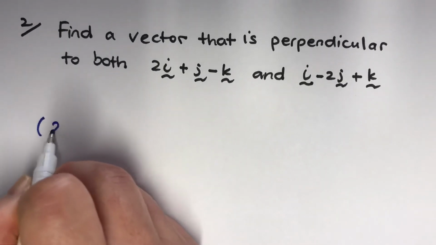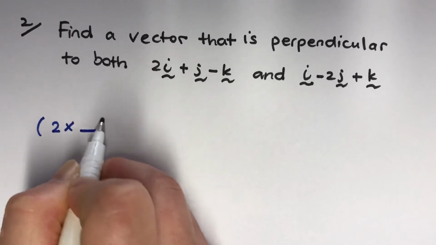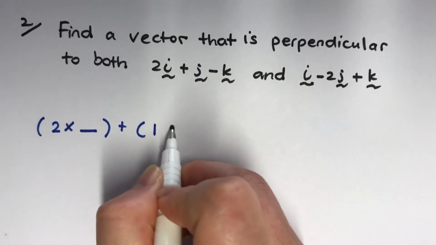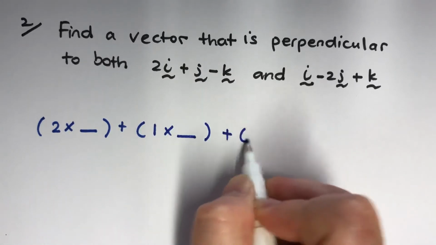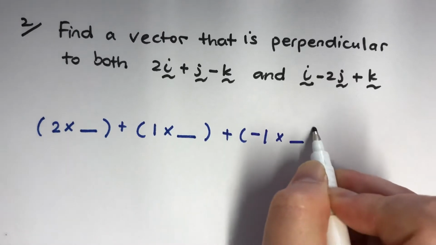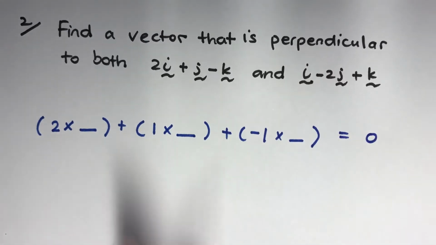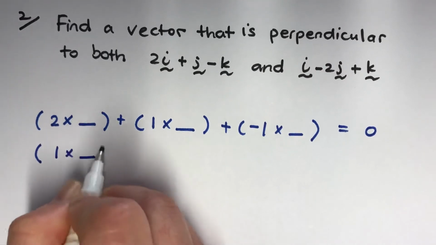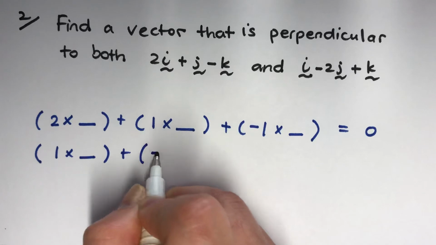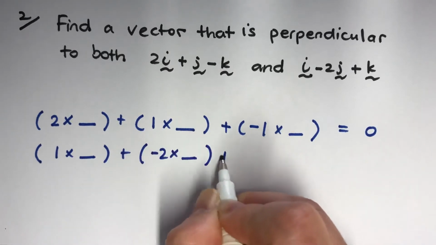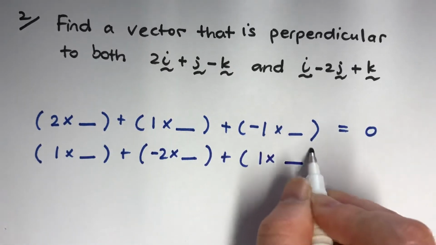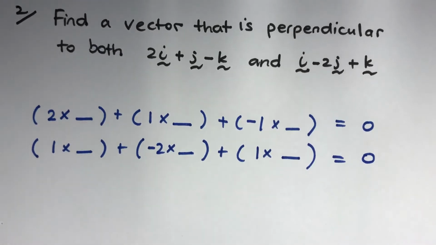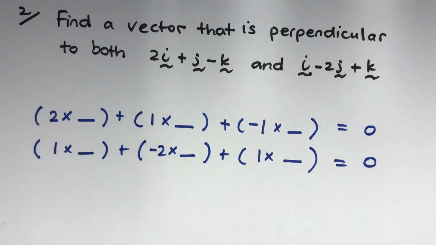I'm going to write 2 times something plus, for this one, 1 times something plus minus 1 times something has to be 0. And for this one, 1 times something plus minus 2 times something plus 1 times that, and that has to be 0. So these values have to be the same. Now, which ones will be making zeros?